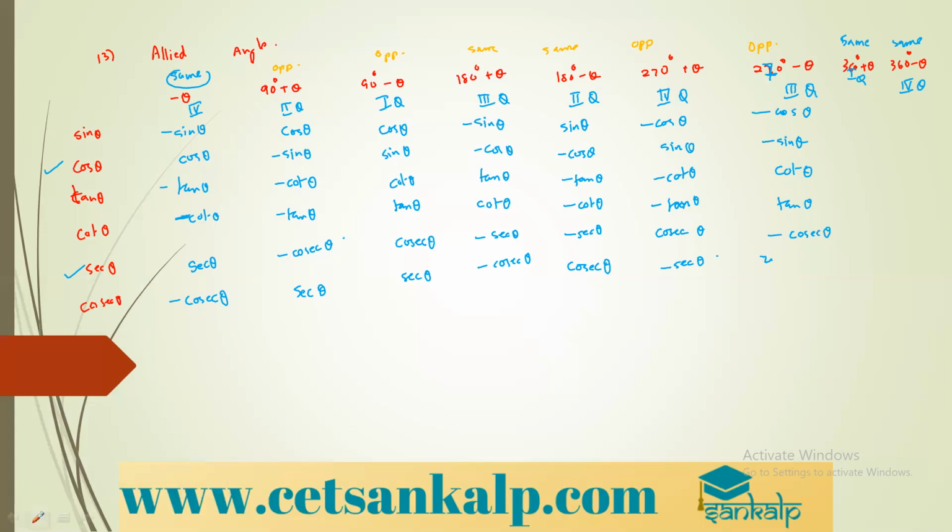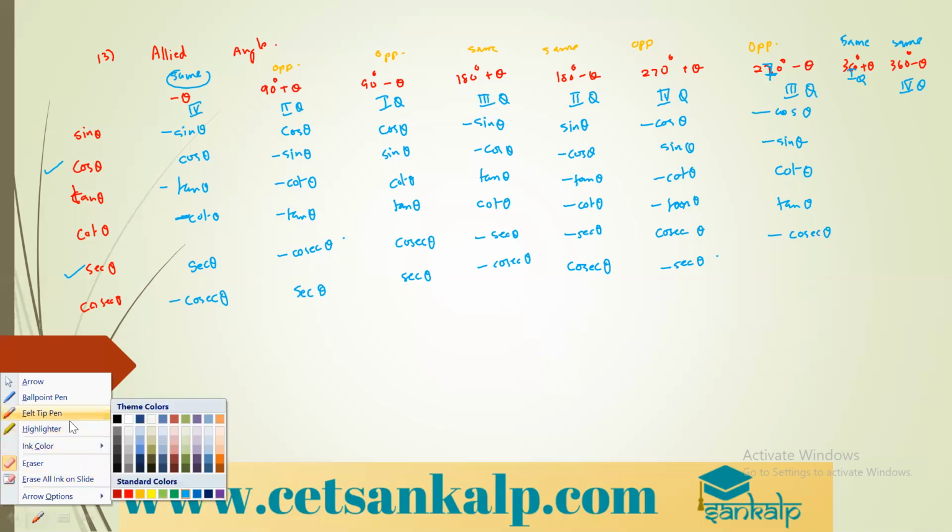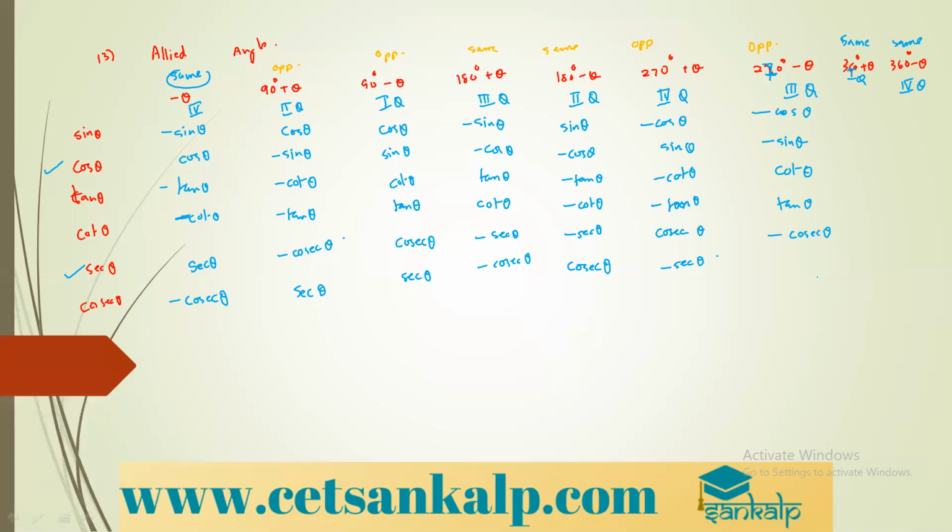Okay, next, the last one, it's third quadrant, so opposite and negative. So minus secant theta. Then 360 plus theta, same and all are positive. So I'll copy same, sin theta, cos theta, tan theta, cot theta, secant theta, cosecant theta.